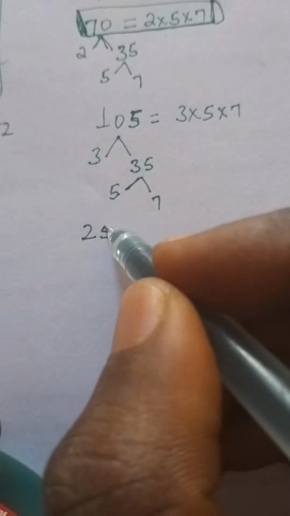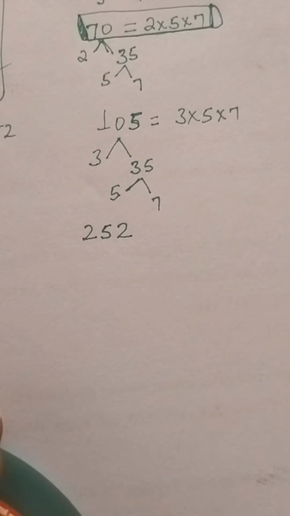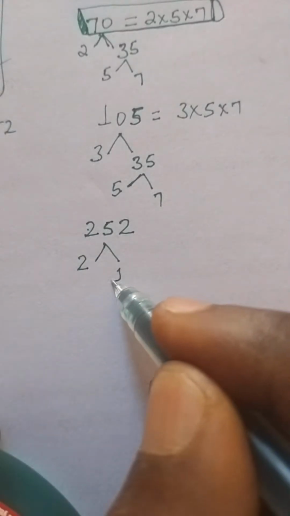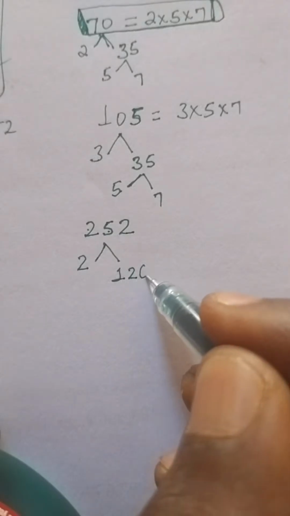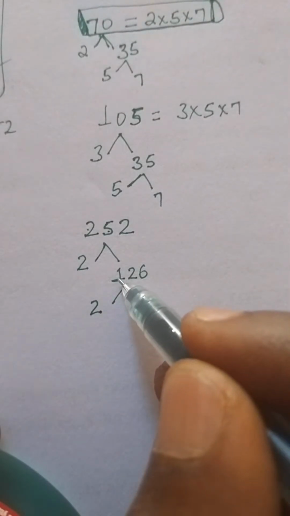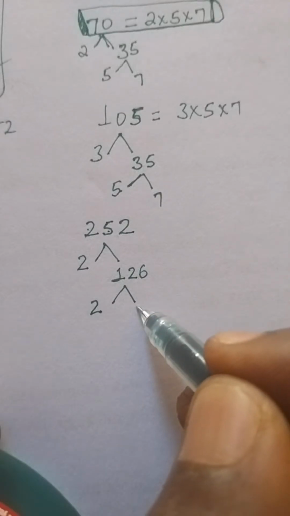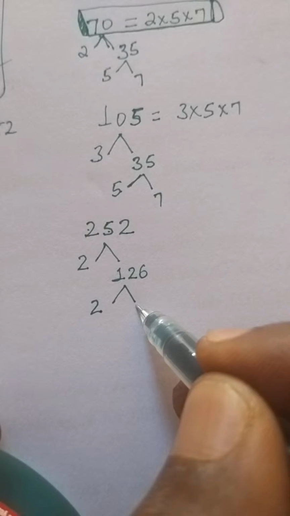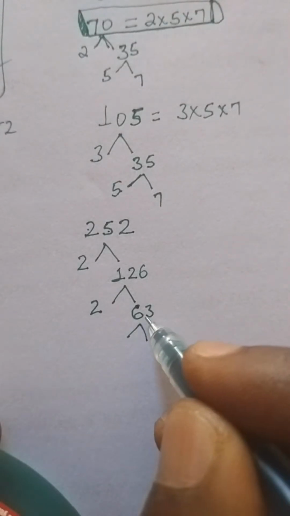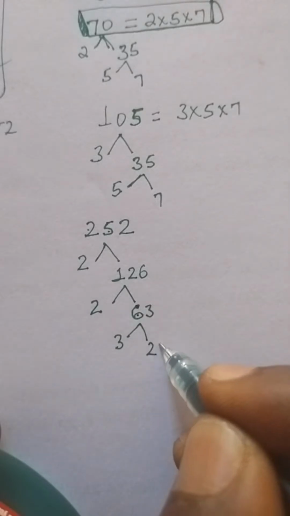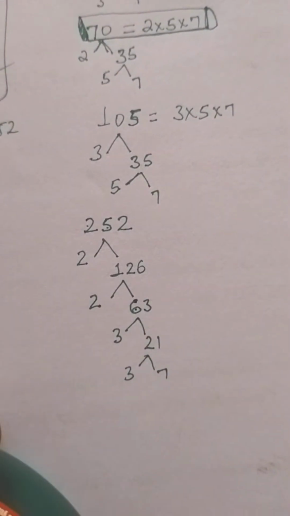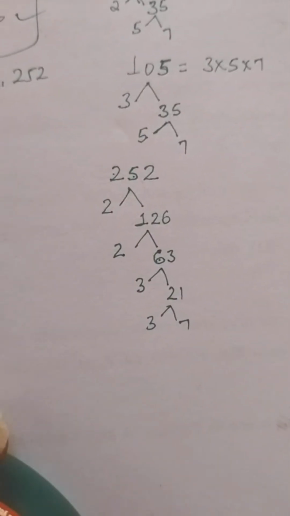Let's say 252. Is 252 divisible by 2? Yeah. How much? 126. Is this 126 divisible by 2? Yeah. It is 63. Is this divisible by 2? No. Divisible by 3? Yes. By 3, 21. Okay, it is divisible by 3, 7. So this is how prime factorization works.